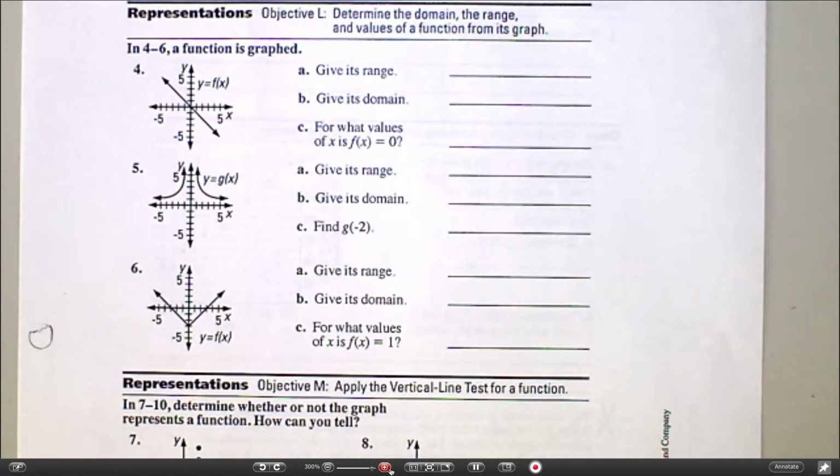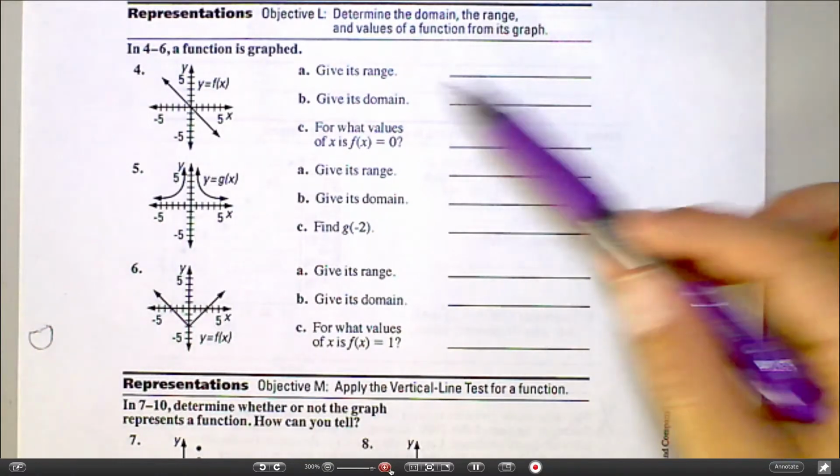So 4, 5, and 6. A and B on each of these questions is really asking you the same stuff that was on that worksheet that we just graded yesterday. Okay? So it's asking you what's the domain, what's the range. It's asking you in backwards order though, so don't let that freak you out.